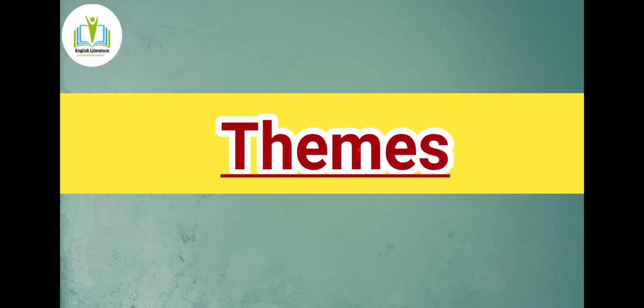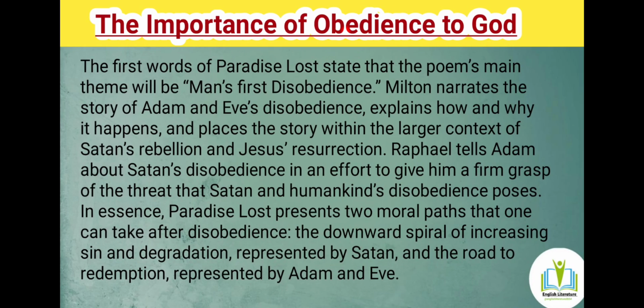Okay, let's get started. Now we will discuss some important themes of Paradise Lost by John Milton. Firstly, we discuss the importance of obedience to God. The first word of Paradise Lost makes certain that the poem's main theme will be disobedience.